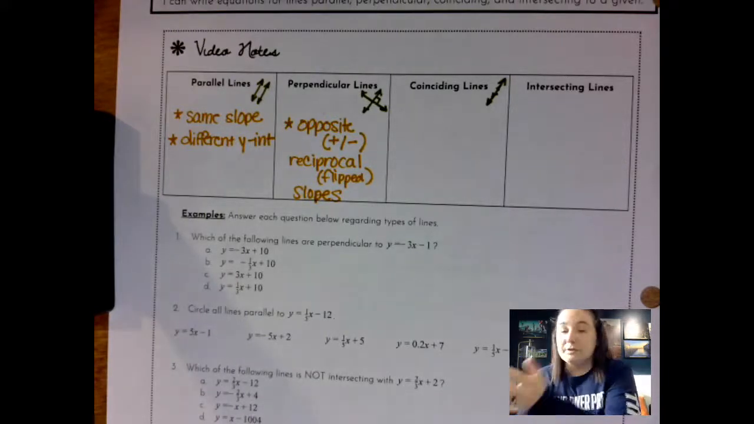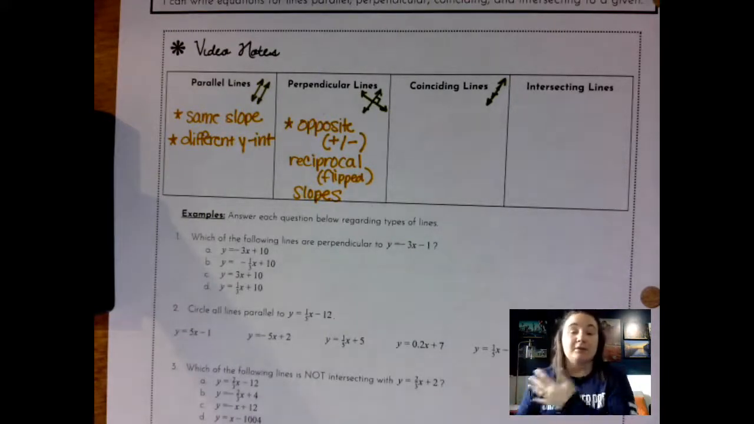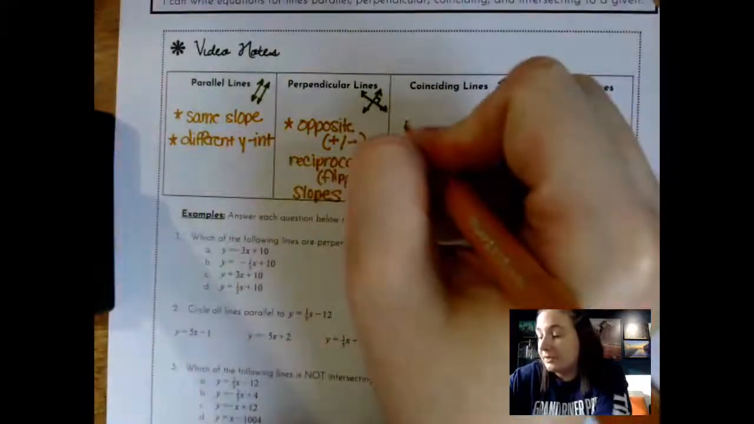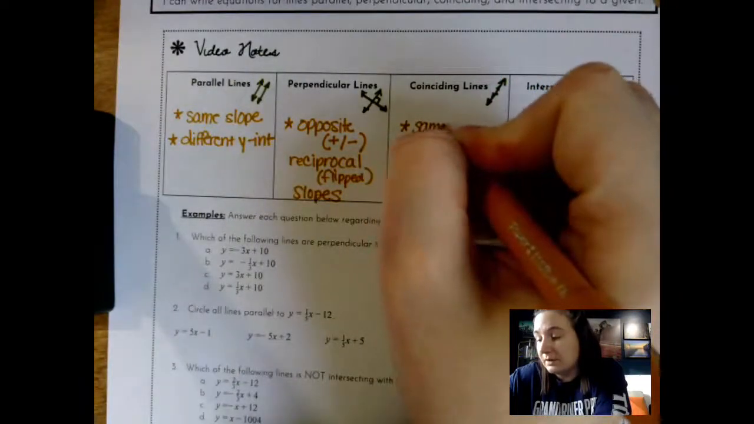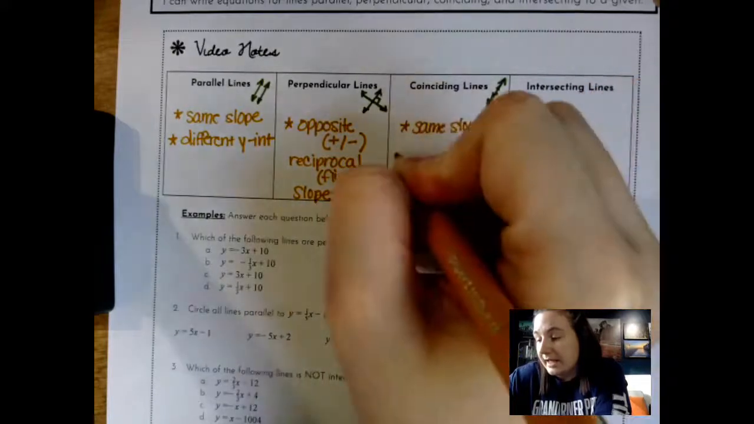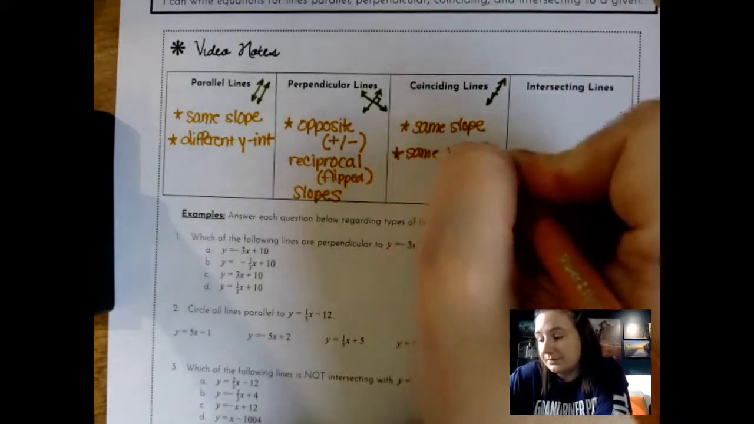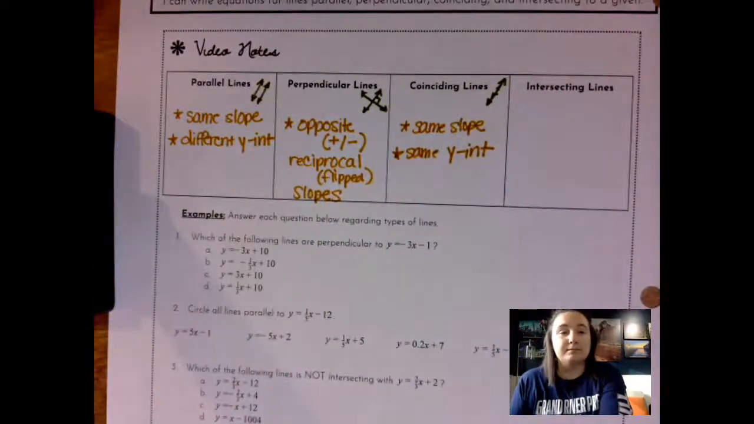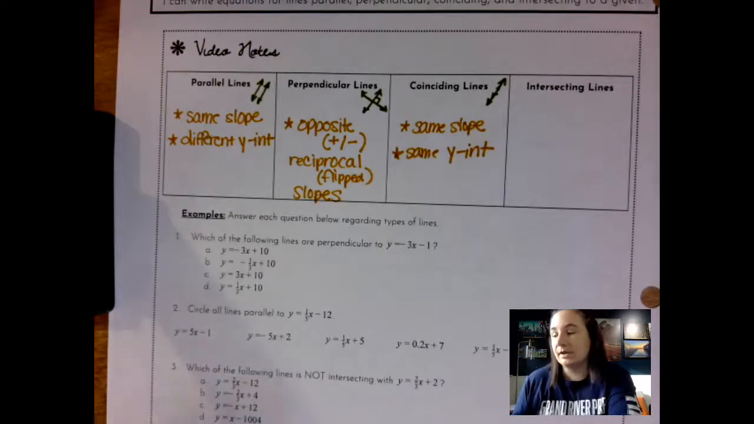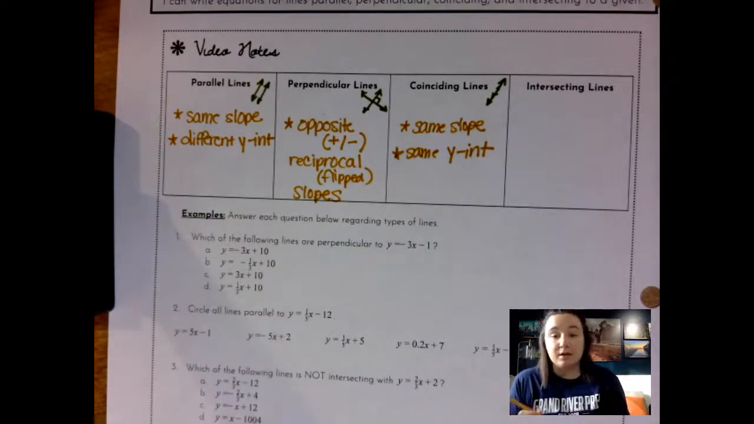And in order to do that, they have to have the same everything. They're the exact same line. So they have the same slope and the same y-intercept. It's the exact same line. So they need to have everything exactly the same. This one ends up being really easy because if we say write a line that's coinciding, you just write the exact same line.